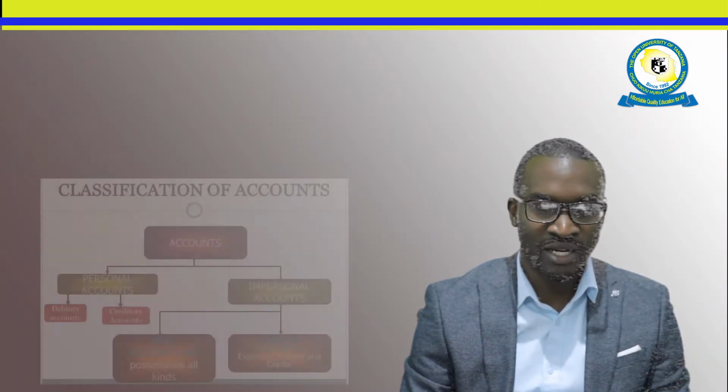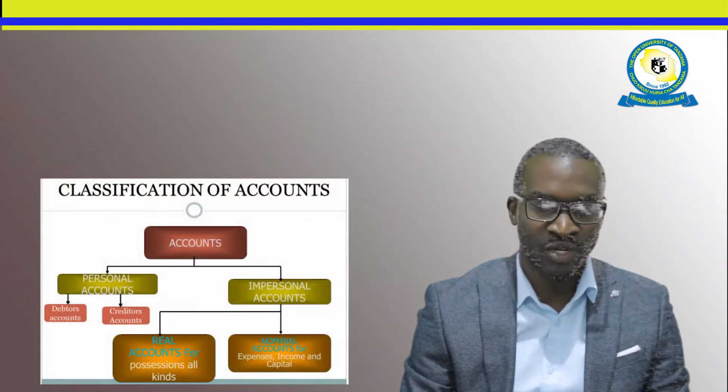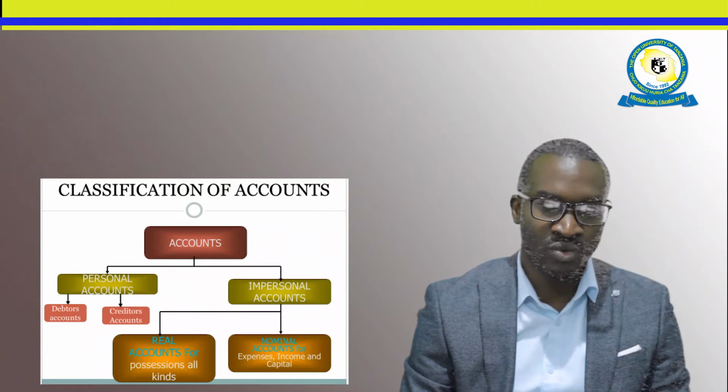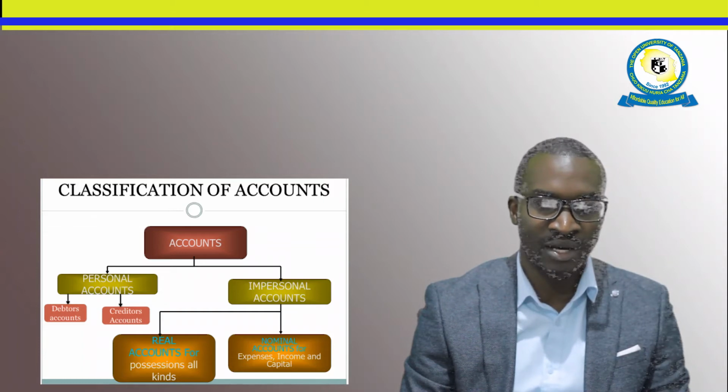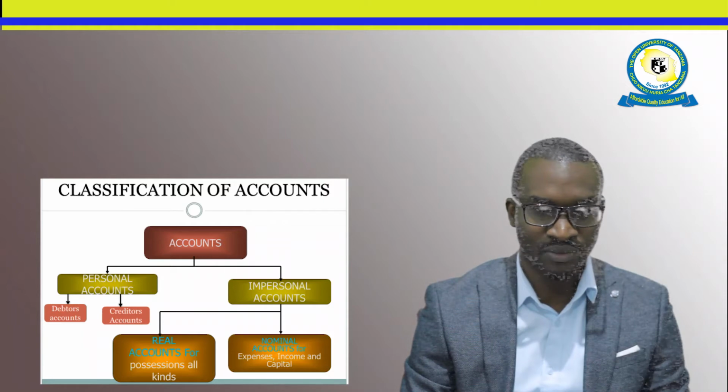Now, the accounts have been classified into two categories. The first category, we call it the personal accounts, and the other category we call the impersonal accounts. When you look at the personal accounts, as you can see in the slide here, they normally deal with the debtors accounts and the creditor accounts. And the impersonal accounts have been divided into real accounts and nominal accounts. Now let us start by looking at the personal accounts.